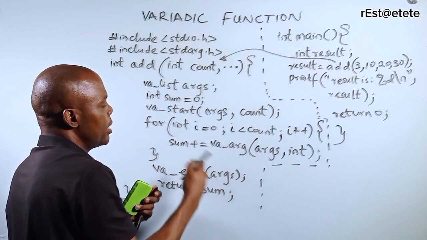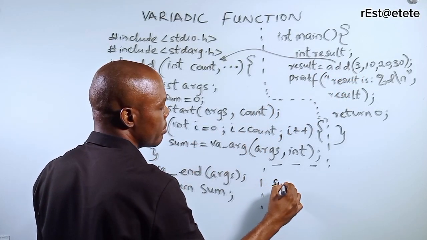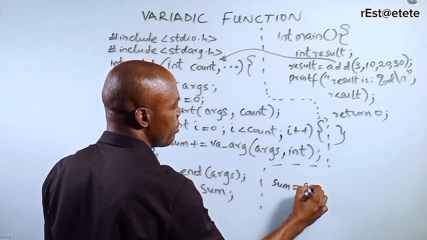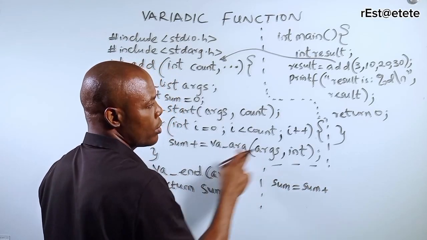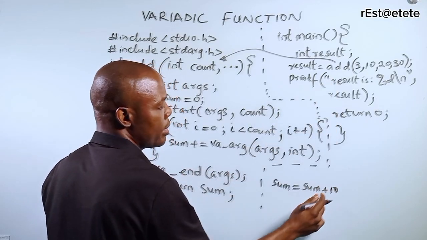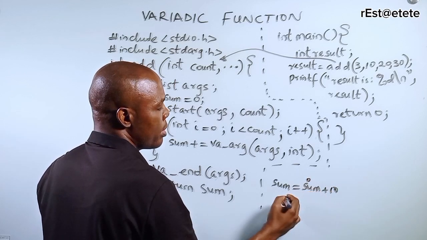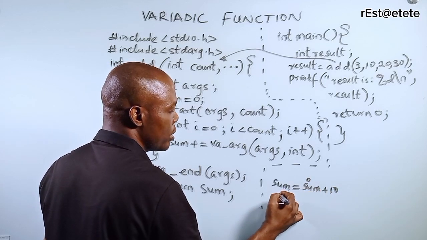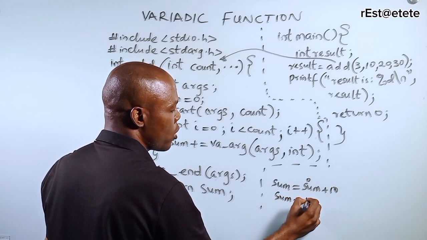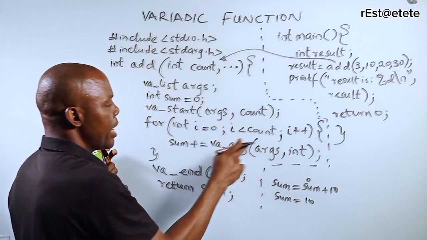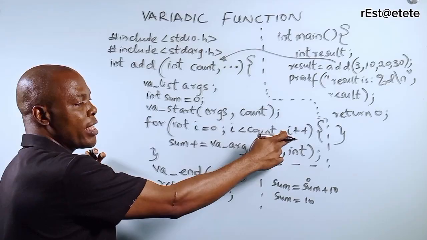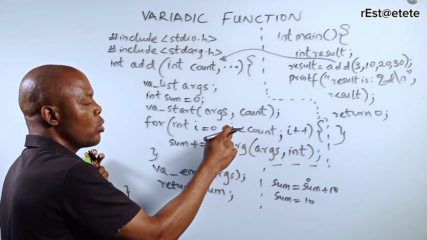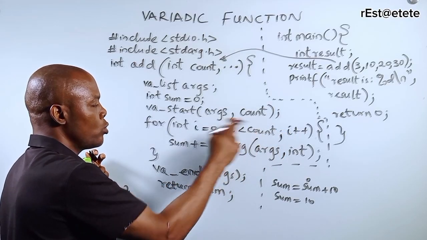That 10, this one is the same thing as sum equals sum plus whatever this returns. So it's going to return 10. So 10 plus 0, that is 10. It will reassign it back to this. So sum now will become 10. Then it will increment. It will check. i has now increased from 0 to 1. So 1 is less than 3. That is true. It will come in.